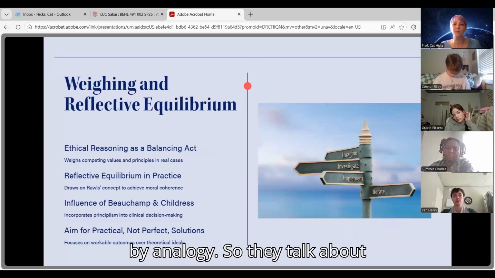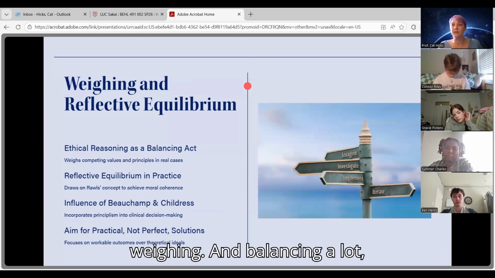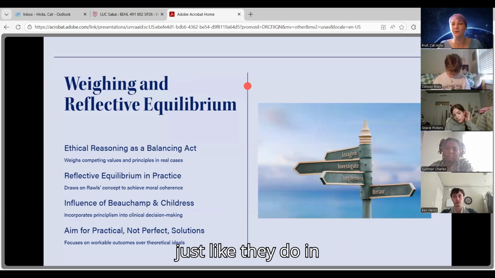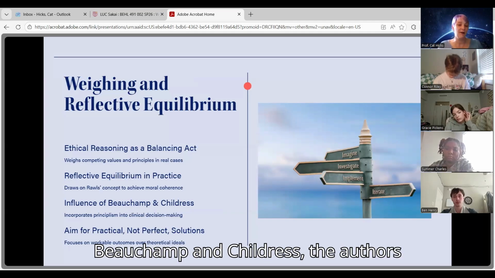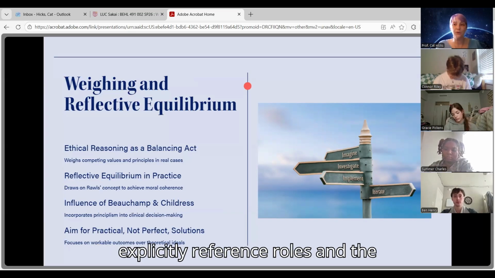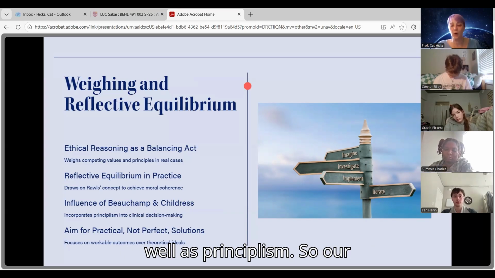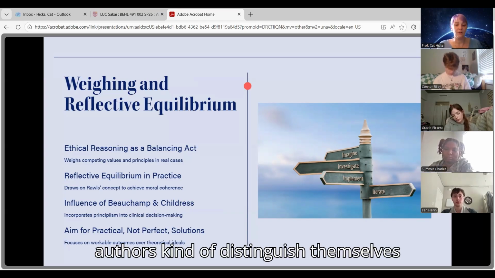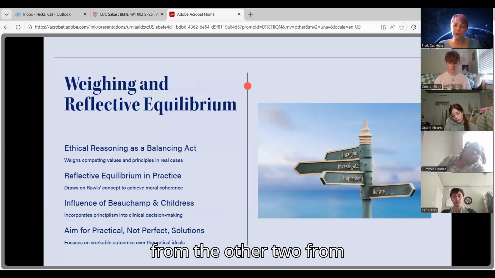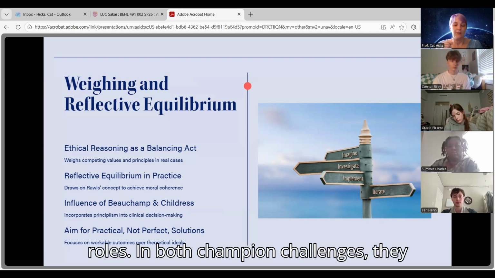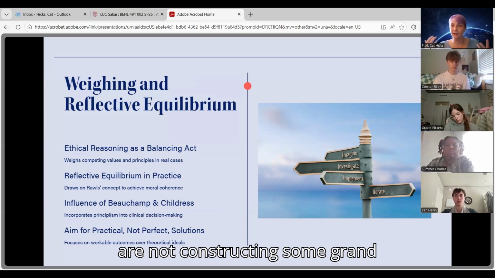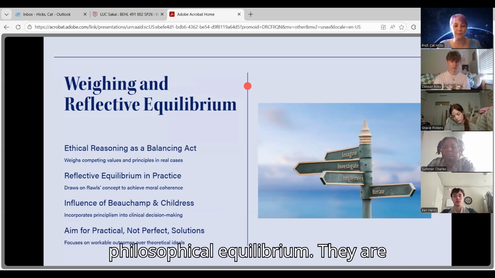So they talk about weighing and balancing a lot, just like they do in Beauchamp and Childress. The authors explicitly reference Rawls and the concept of reflective equilibrium, as well as principlism. So our authors kind of distinguish themselves from the other two, from Rawls and Beauchamp and Childress. They're not constructing some grand philosophical equilibrium.